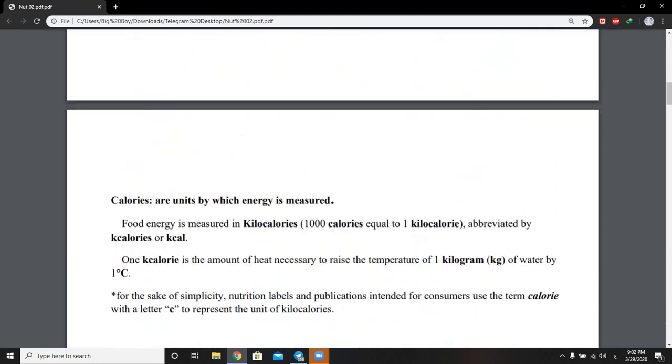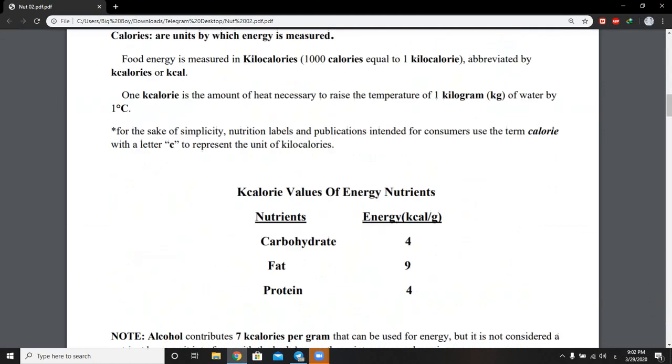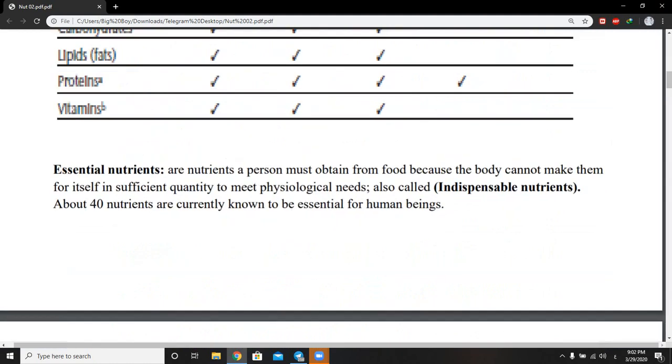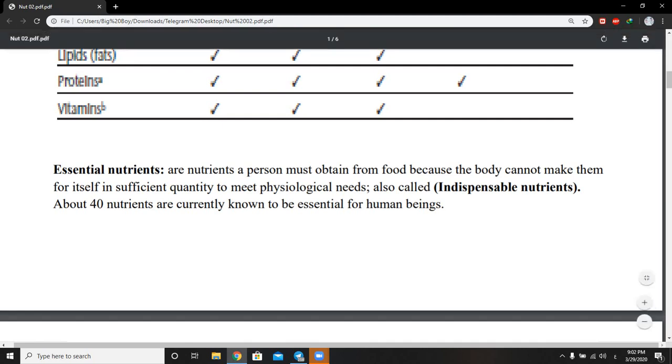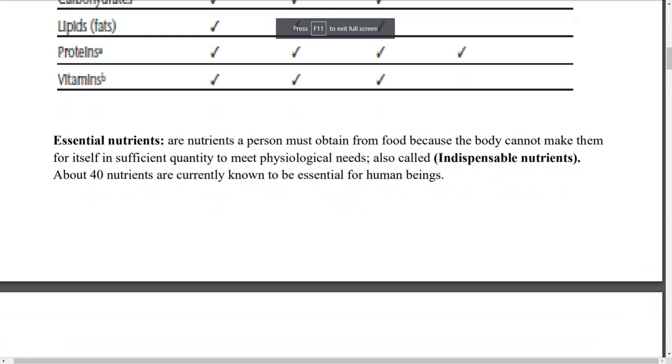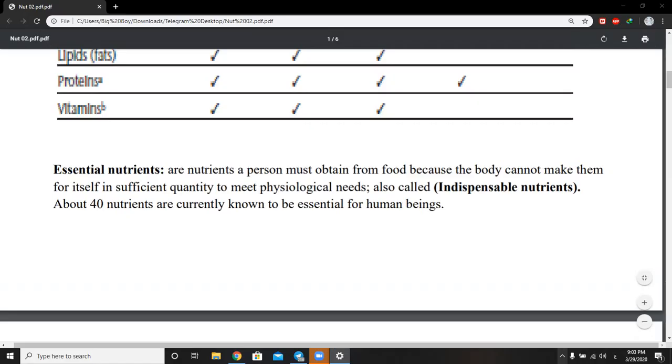Essential nutrients are nutrients a person must obtain from food because the body cannot make them for itself in sufficient quantity to meet physiological needs. It's also called indispensable nutrients. About 40 nutrients are currently known to be essential for human beings.